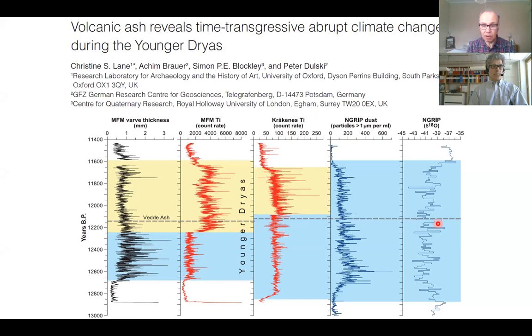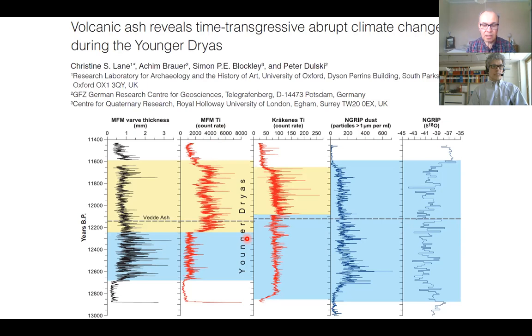We found it in all three archives, but there in the lake record from Germany, there is a change in the climate. There is a transition somewhere 100 years before the Vädi ash to a more variable climate, which is shown by higher rates of titanium, for example, in the lake. So probably more precipitation, more winter snow during the second part of the Younger Dryas.